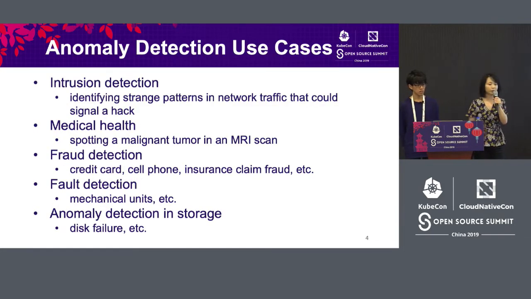So there are different use cases in anomaly detection. It's used in intrusion detection to find out if there is a hack by looking at the network traffic patterns. It's used in medical health to see if there's a tumor by doing a scan. It's used in fraud detection. So if you usually don't travel abroad and suddenly your credit card is used in a different country, then that transaction is likely to be rejected, and until you confirm that it is really you, you wouldn't be able to use your credit card.